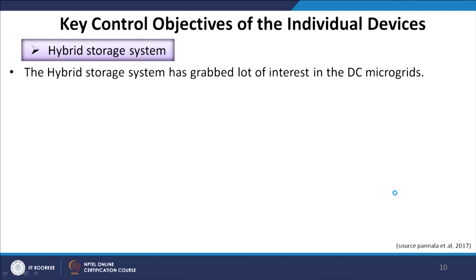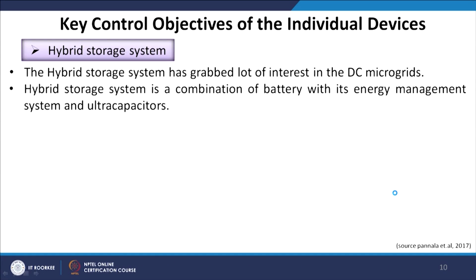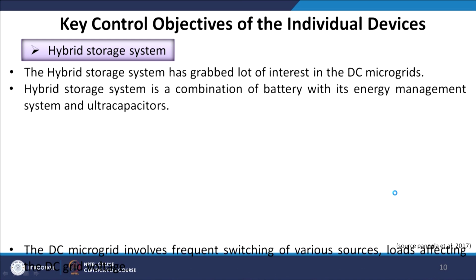Now, the next component is the hybrid storage system, where we have a storage, that is battery, along with an ultra capacitor. They both go together because of their complementary applications. The hybrid storage system has grabbed a lot of interest in DC microgrids. It is a combination of a battery with its energy management system and an ultra capacitor.